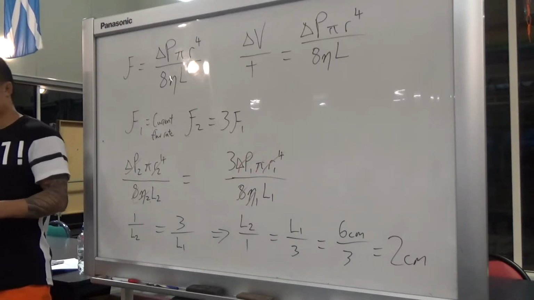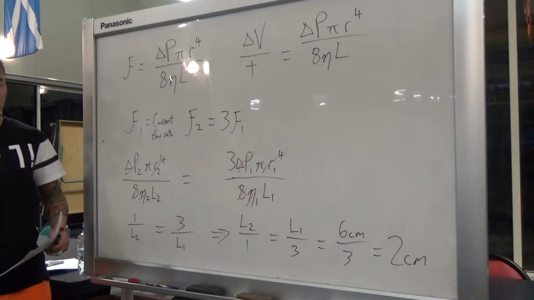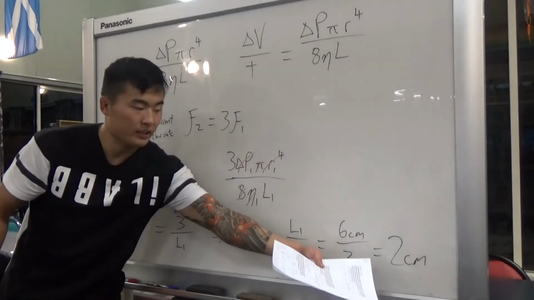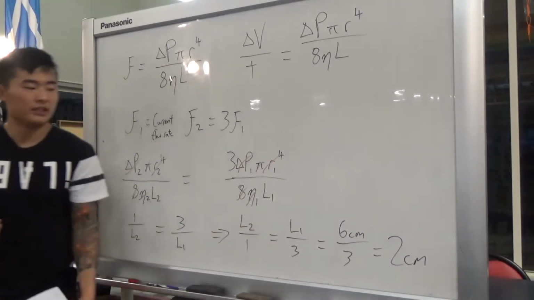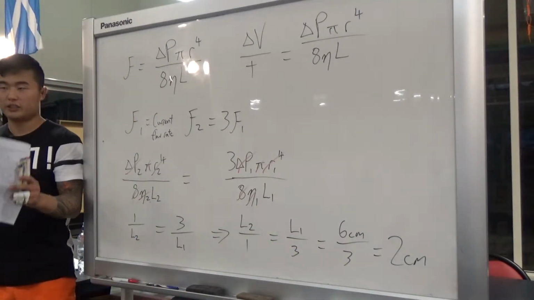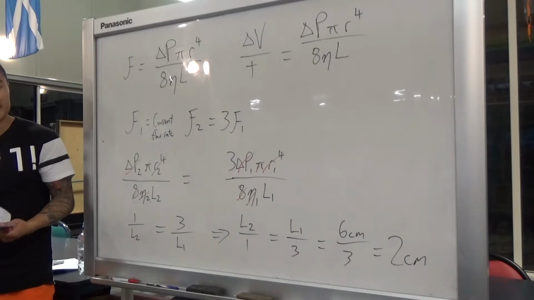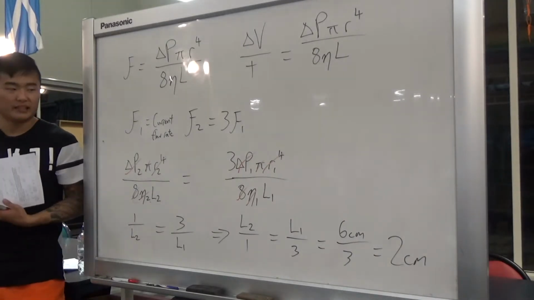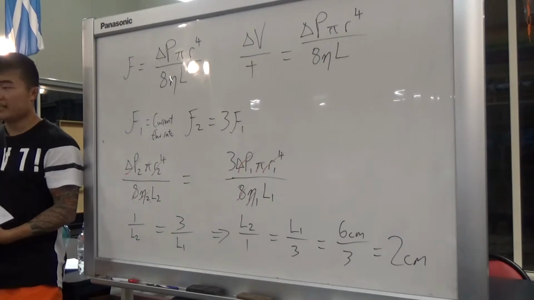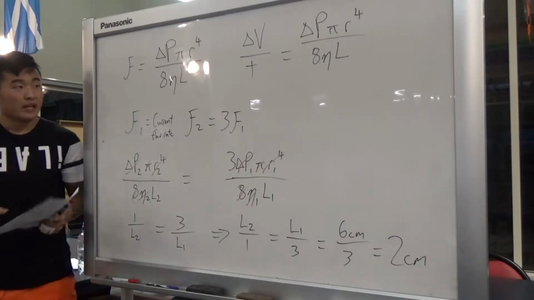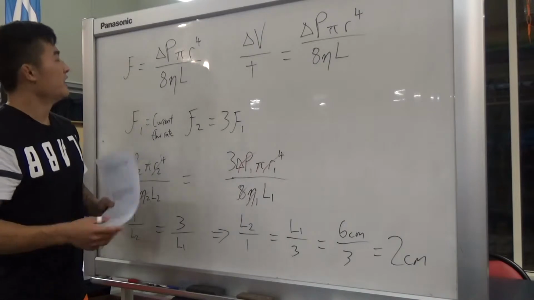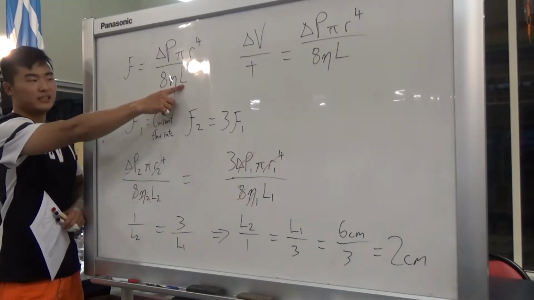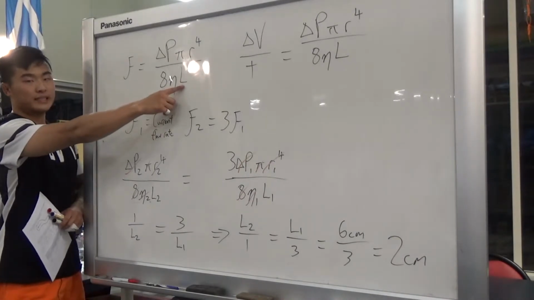So what's happened is you wanted to increase the flow rate. So what you did was you made the length of the pipe 3 times smaller. So we made it 3 times shorter, and that means there's less resistance to flow, and we were able to increase the flow rate. You can see here that our flow rate is inversely proportional to L, the length, because L is at the bottom.